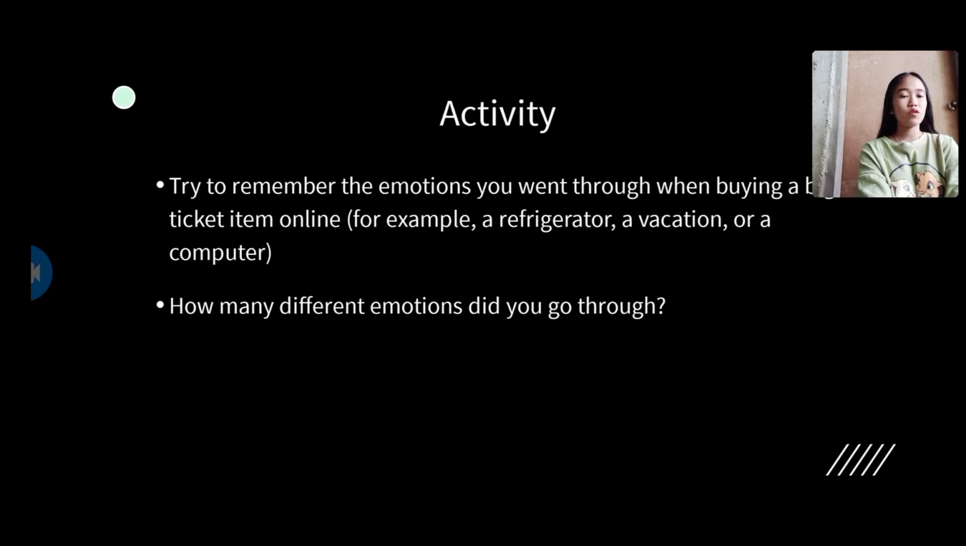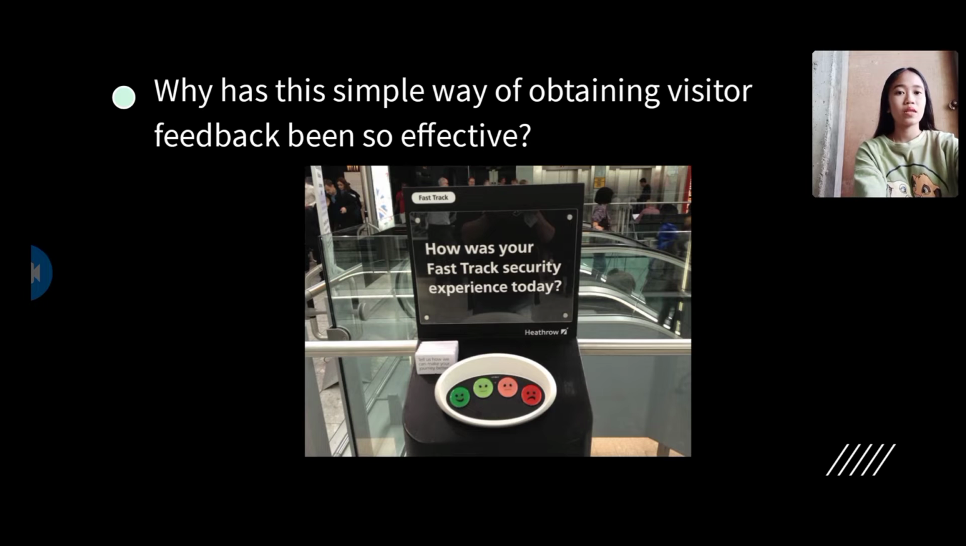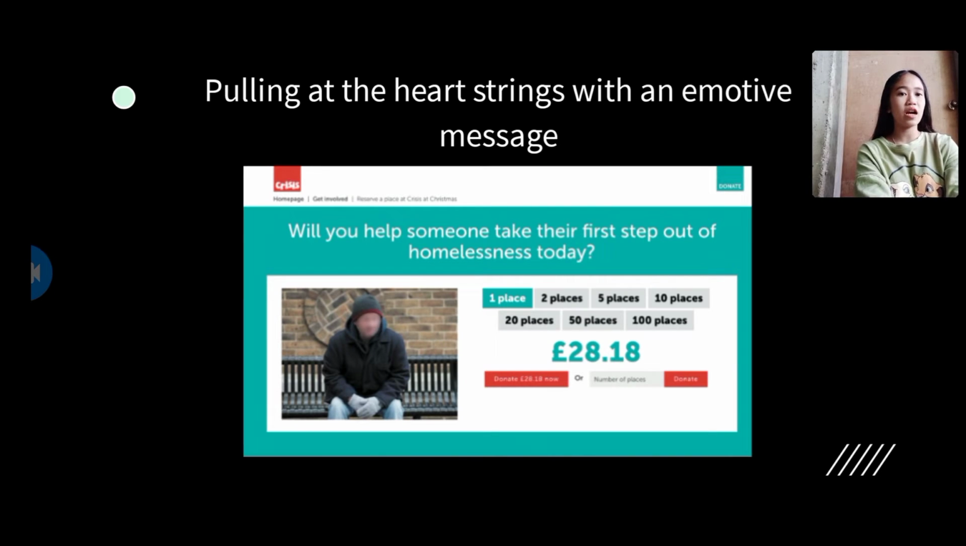Try to remember the emotions you went through when buying a big ticket item online, for example, a refrigerator, a vacation, or a computer. How many different emotions did you go through? Why has this simple way of obtaining visitors' feedback been so effective? Pulling at the heartstrings with an emotive message: will you help someone take their first step out of homelessness today?